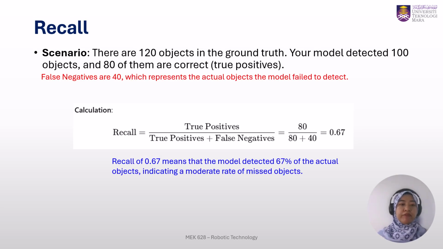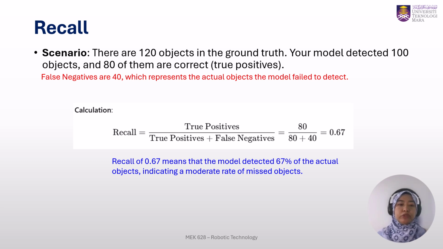Another evaluation that we can use is recall. So let's say you have 120 objects in the ground truth. Your model can detect 100 of the objects, and 80 of them are correct. So meaning that the true positive, it detects the object correctly. So the false negative here is 40. So it means that these are actual objects the model failed to detect.